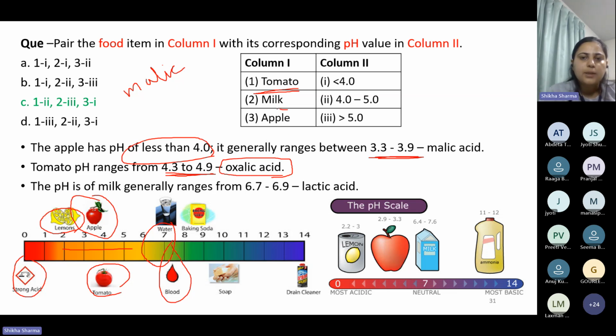Milk lies in the range of 6.7 to 6.9, near neutral, because it also has one organic acid, which is lactic acid. Actually, lactose is being converted into lactic acid by the Lactobacillus species. So these are the different pH ranges. Is this clear? Option B is not correct. Tomato is less acidic than apple.